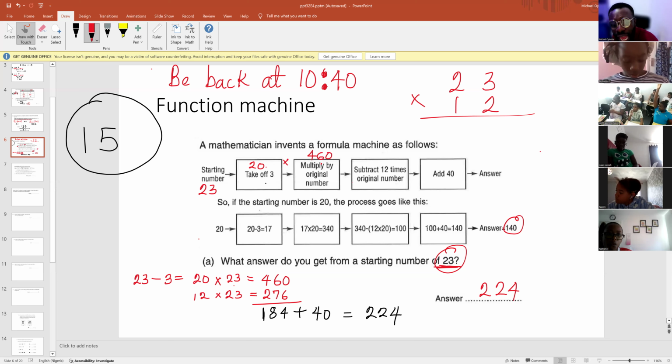Now it says subtract. Subtract, that is minus 12 times the original number. What is 12 times the original number, Zoe? The original number is 23. So times 12, that is 276. So that answer is 184.